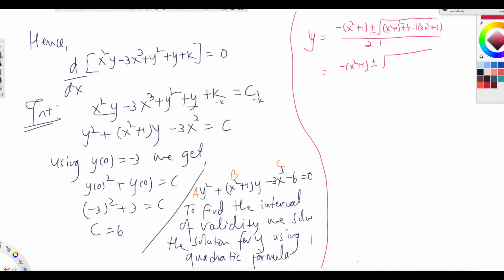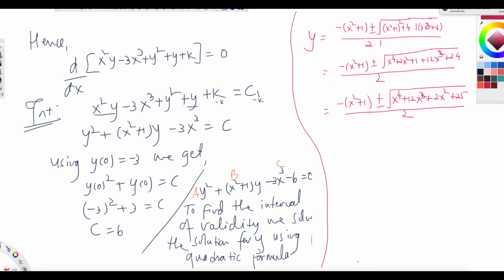If you simplify that, you will get negative (x squared plus 1), and then plus or minus the square root of x to the 4 plus 2x squared plus 1, because this is (x squared plus 1) times (x squared plus 1), right? And then plus 4 times 3 is 12x cubed plus 24. Divide by 2. So you get negative (x squared plus 1) plus or minus the square root of x to the 4 plus 12x cubed plus 2x squared plus 25, divided by 2.